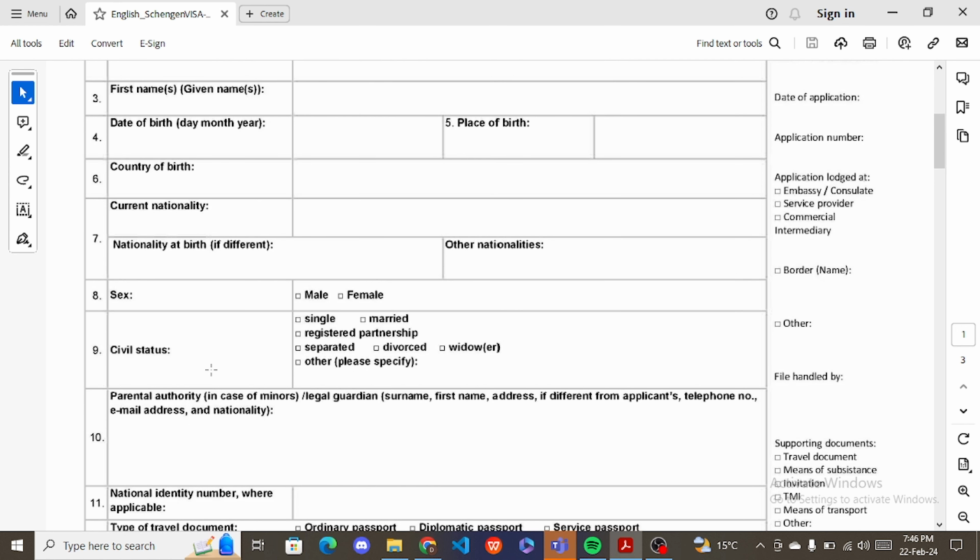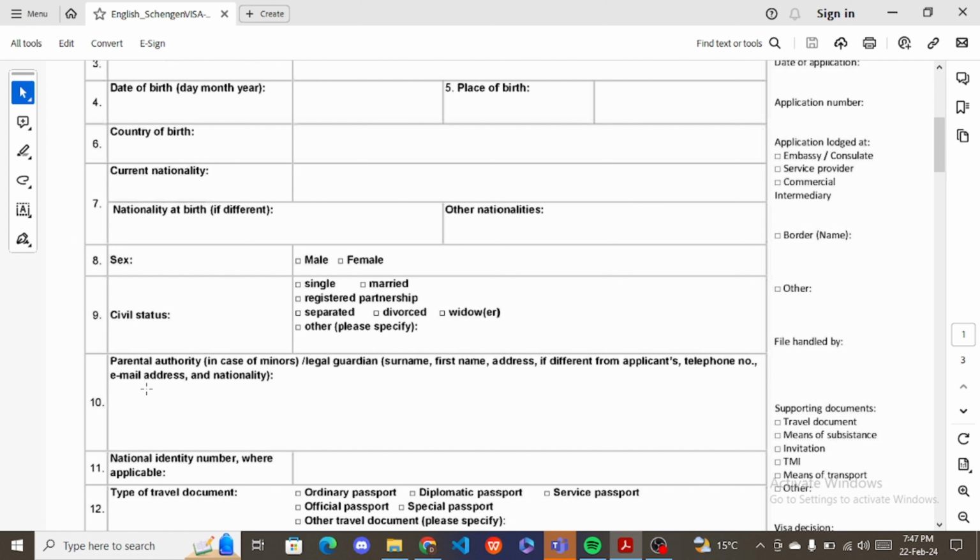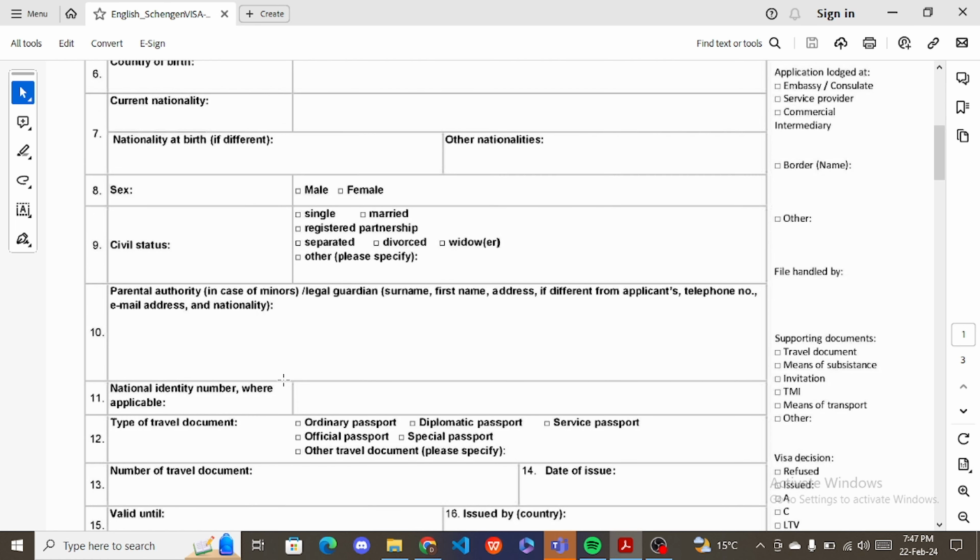Number nine, indicate if you're single or married or divorced. You just have to tick the one that concerns you. Number 10, parental authority in case of minor. If you're a minor less than 18 years, of course, your guardian or your parents have to write their surname, their first name, and address, and also the telephone number.